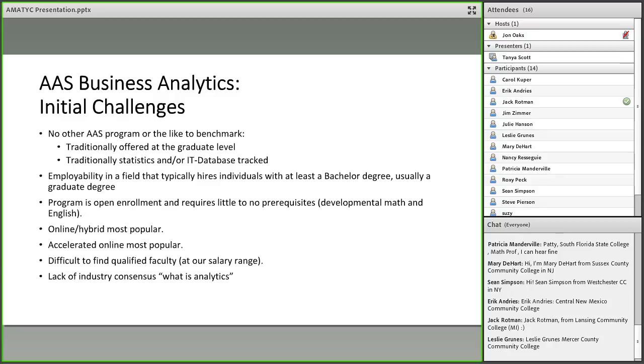Also, Raleigh itself is an analytics hub. There's a lot of analytics need here. But still, what we found when I took on the program was that employability in this field, they still hired individuals who have a bachelor's degree at a minimum, and most typically a graduate degree, because we do have graduate programs in analytics locally in this area.